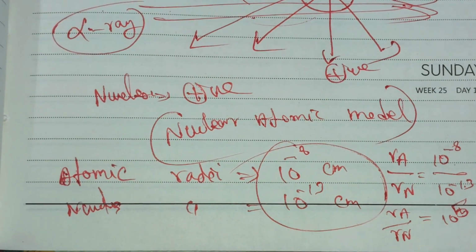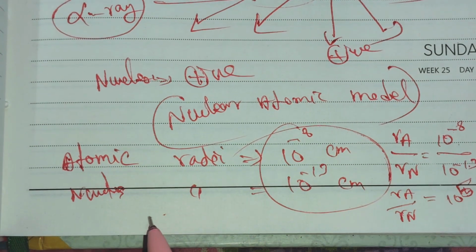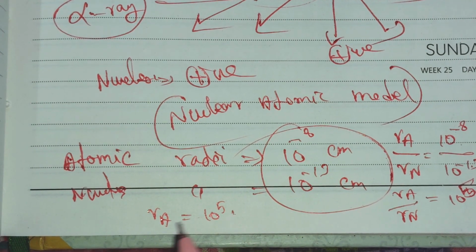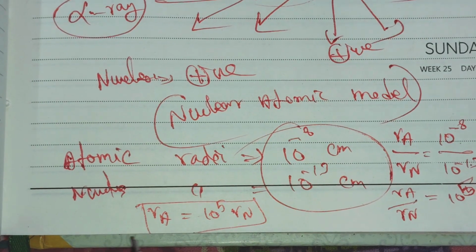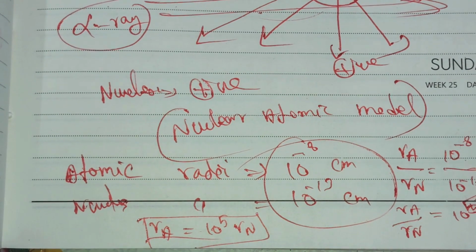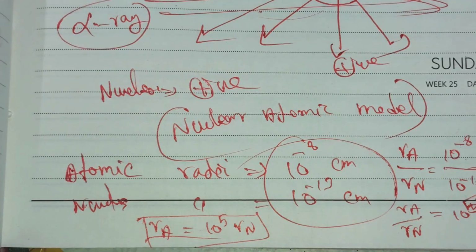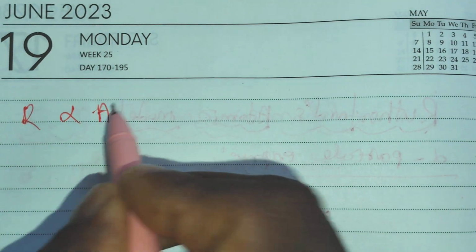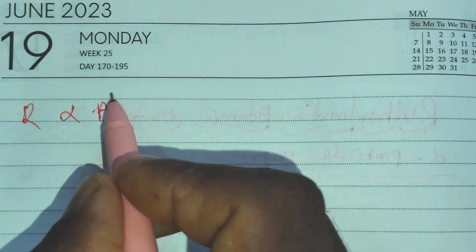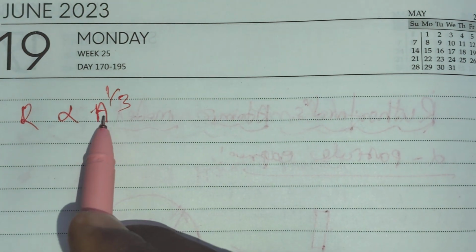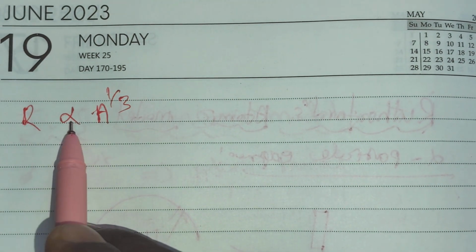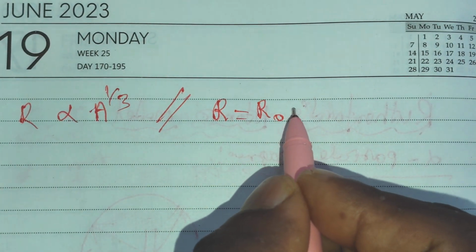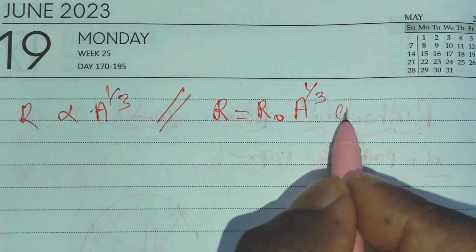So that's why the atomic radius is equal to 10 to the power of 5 times the nuclear radius. Okay, this is very, very important. The atomic radius is equal to 10 to the power of 5 times the nuclear radius. So the nuclear radius is directly proportional to the cube root of the nucleons, that is, the mass number. So we can introduce a constant value, so R is equal to R naught A to the power of 1 by 3 centimeter.